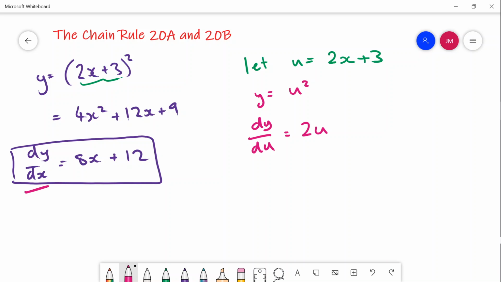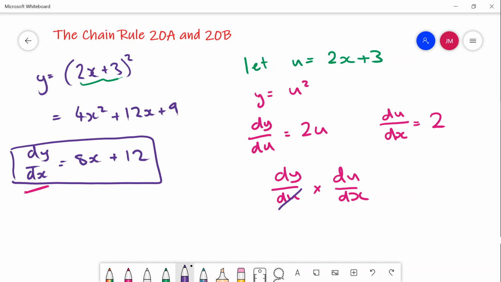Now, I wanted dy/dx. So I look at what I've got, u equals 2x plus 3. Let's also find du/dx. So now I'm differentiating this equation u with respect to x. So the derivative of 2x plus 3 would just be 2. And if I multiply these two answers, dy/du times du/dx, I'm going to find that my du's will cancel off, and I'll end up with dy/dx.